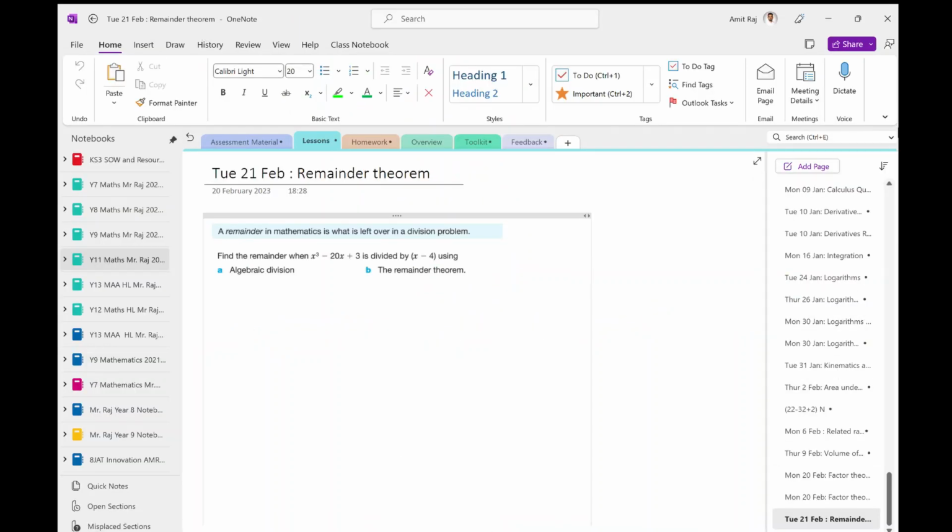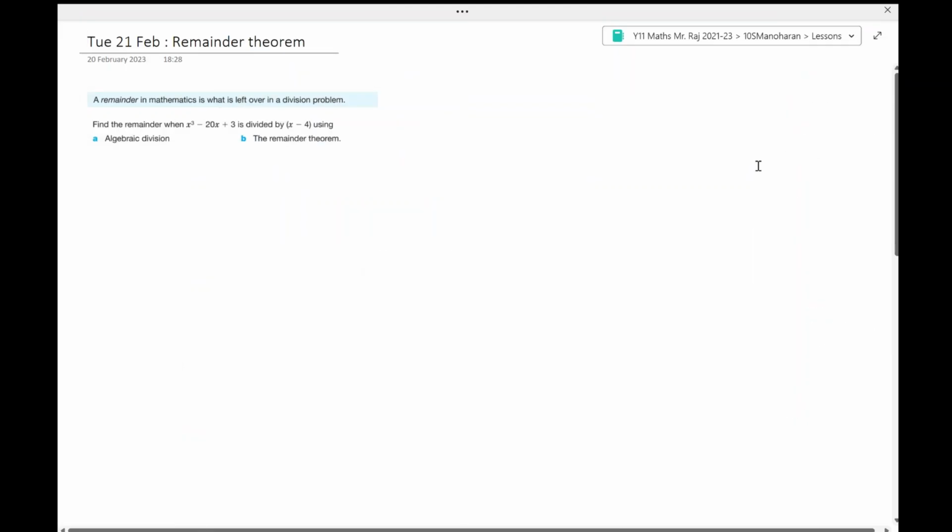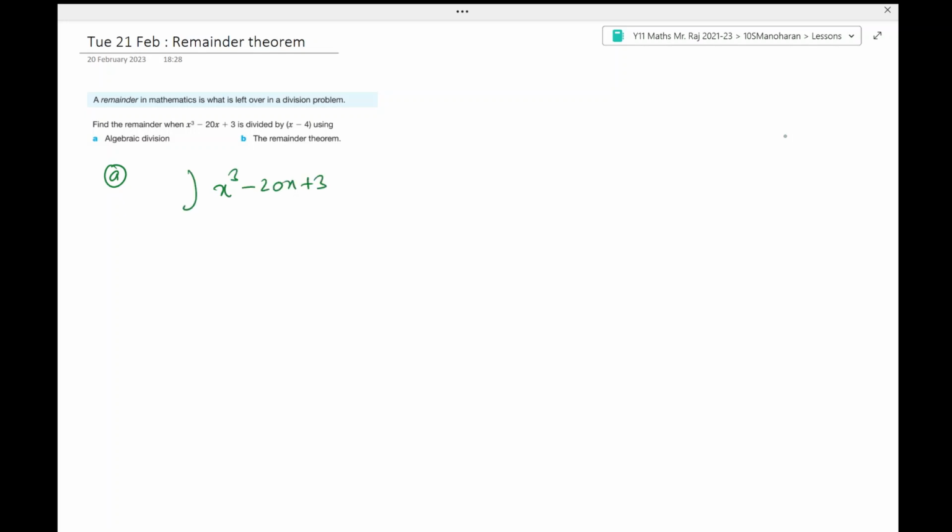So in this lesson, we are going to discuss the remainder theorem, and the remainder theorem is quite similar to what we have got in the factor theorem. So basically, let's say I have to find the remainder when x cubed minus 20x plus 3 is divided by x minus 4. The algebraic division method would be that I start with x cubed minus 20x plus 3 and I divide it by x minus 4.